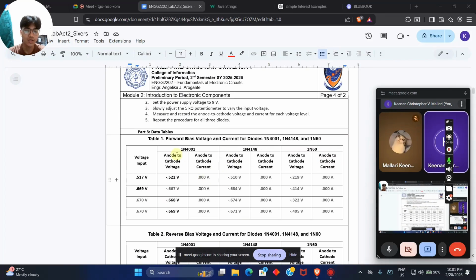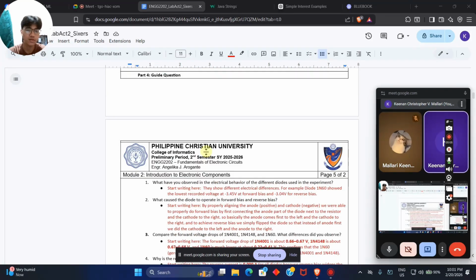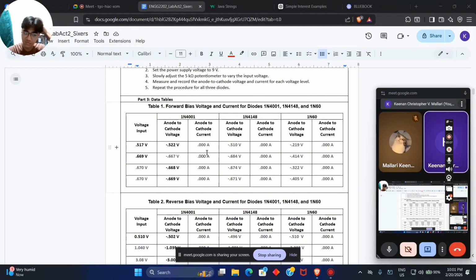Okay, let's start with 1N4001. Since our professor said that we only need to put one picture per diode, in our case we did 4 pictures, showing the voltage input, anode to cathode voltage, anode to cathode current, and then the diode. All right, let's proceed with 1N4001.